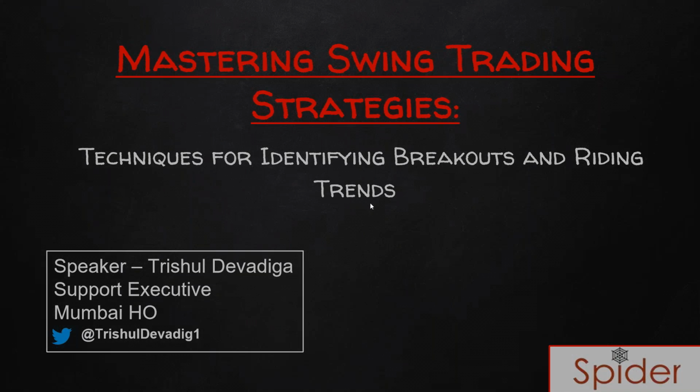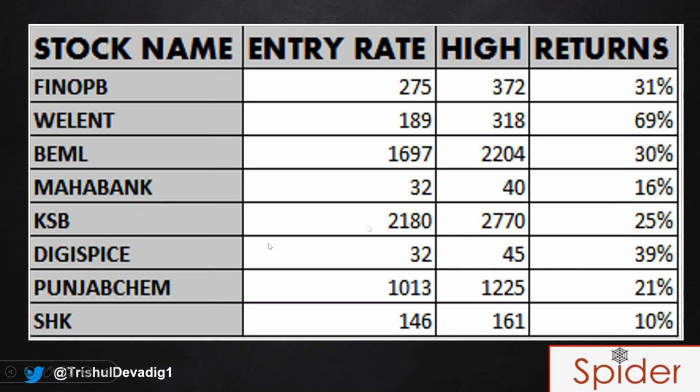Maharashtra Bank 32 went till 40, 16% return. KSB 2180 to 2770, a good 25% return. DG Spice as well, which we discussed 2 weeks prior, 3 weeks prior, from 32 created a high of around 48. I have written 45, but it has created a high of 48. So more than 13, and 40% return.